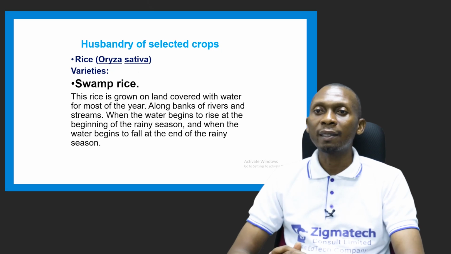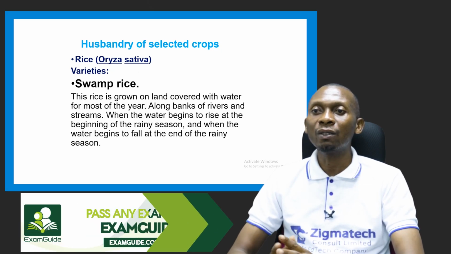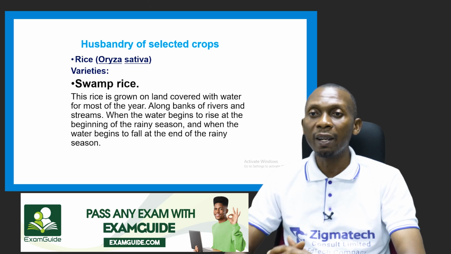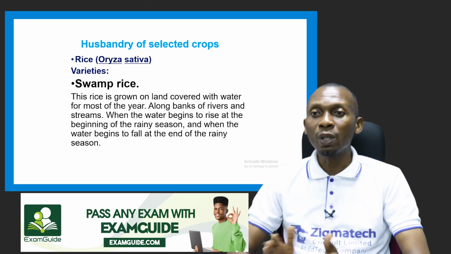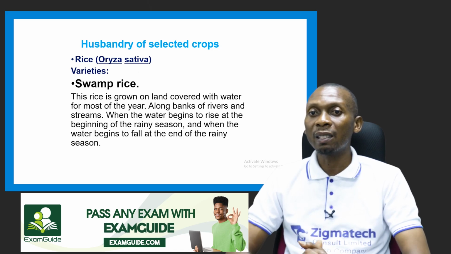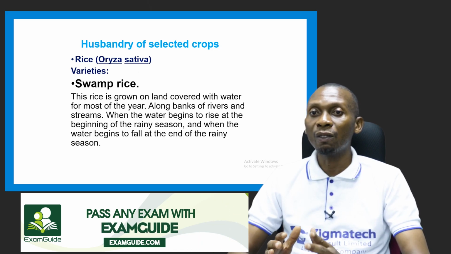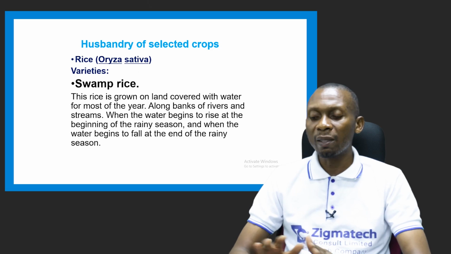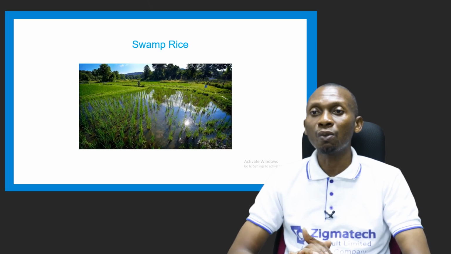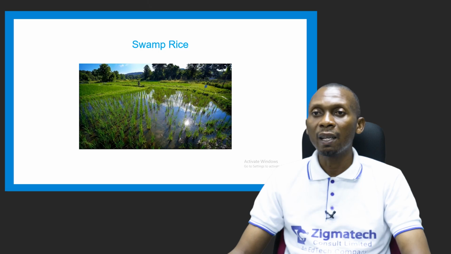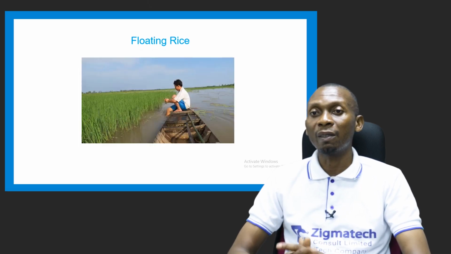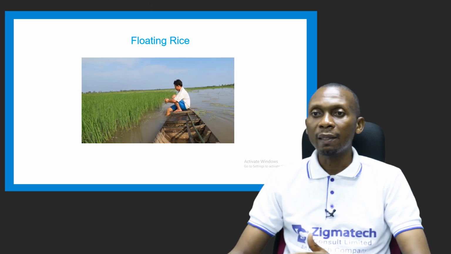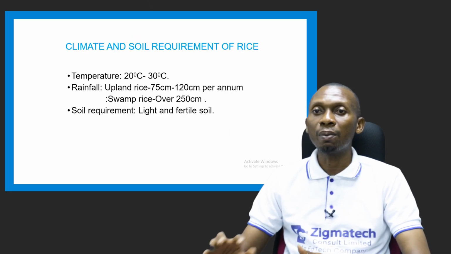For swamp rice, that's rice that is grown on land covered with water for most of the year, for example, along the banks of rivers and streams. When the water begins to rise at the beginning of the rainy season and begins to fall at the end of the rainy season, this is where swamp rice is usually grown. This is an example of swamp rice. You can see the picture there. And this is floating rice, as I talked about, the third variety. You can see about 150 centimeters deep.